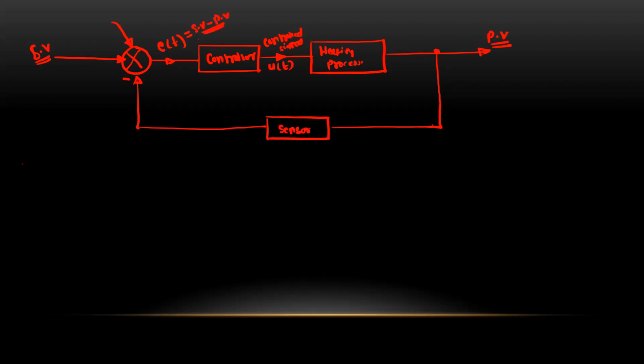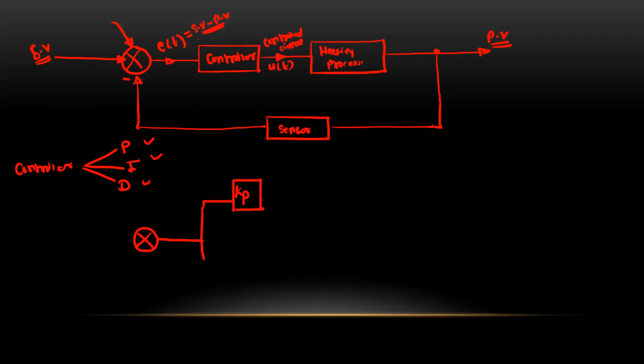So what is this controller? This controller is nothing but the PID controller. The controller has three elements: one is the proportional, second is the integral, and third is the derivative. This is the actual representation of that controller by considering these three types of control. The first block is the proportional, which is represented as Kp, the gain of the proportional controller.